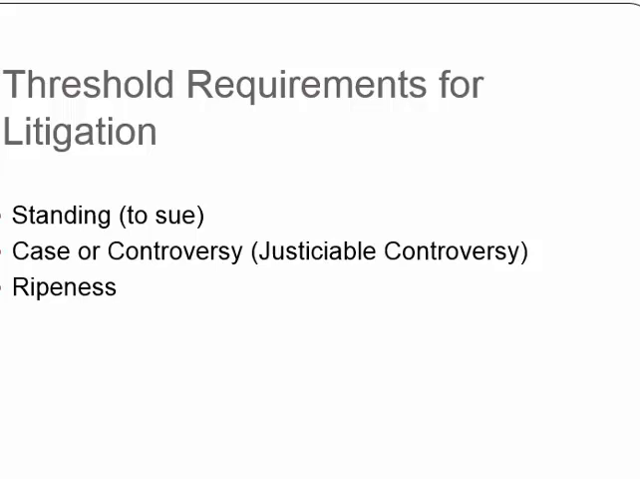Case or controversy says it has to be something that a court can resolve. You cannot ask the court to declare that there is a God, declare that love exists, prove that unidentified flying objects exist. It has to be a dispute a court can resolve, something justiciable. And then finally, ripeness says you can't sue too soon and you can't sue too late.